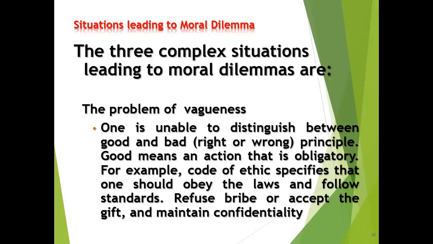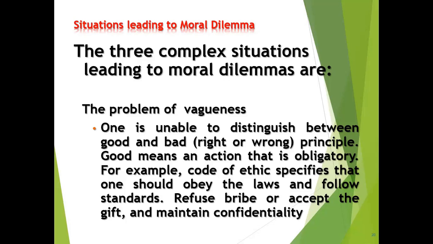First we see vagueness. Vagueness arises because it is not clear to the individual which moral considerations or principles apply to their situation. For a particular situation, which moral principle should be applied? So this is vagueness.